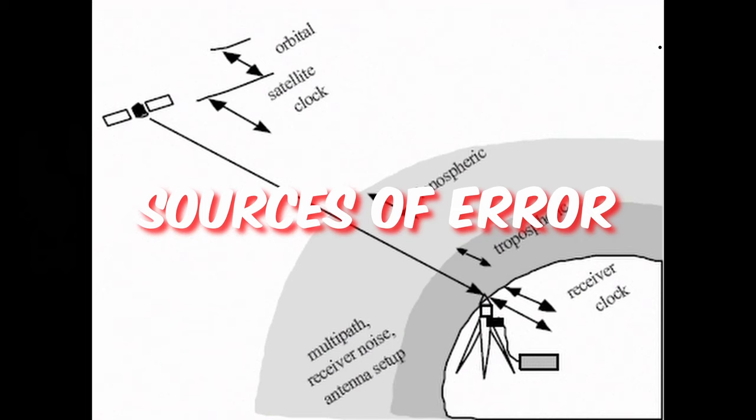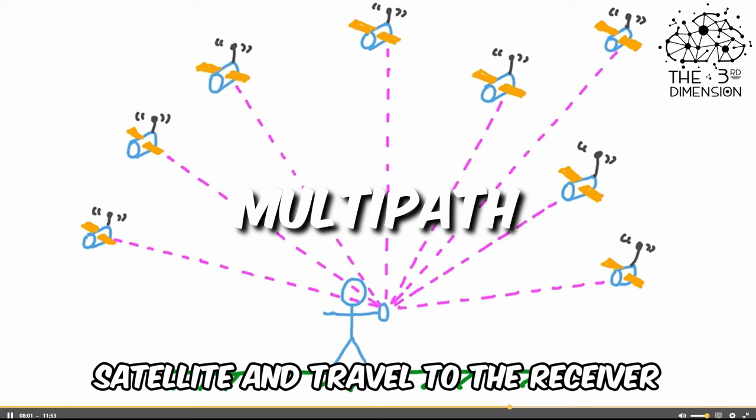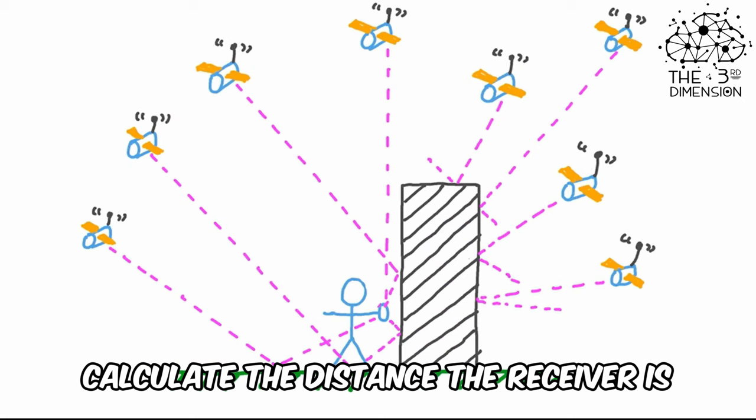So, what is causing the error in the first place? Well, GNSS observations are affected by the following. Radio signals are emitted from the satellite and travel to the receiver. The receiver then determines the flight time of that signal and uses the equation distance equals velocity times time to calculate the distance the receiver is from each satellite it is receiving radio signals from.